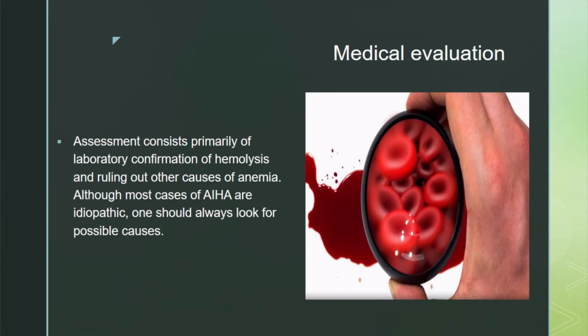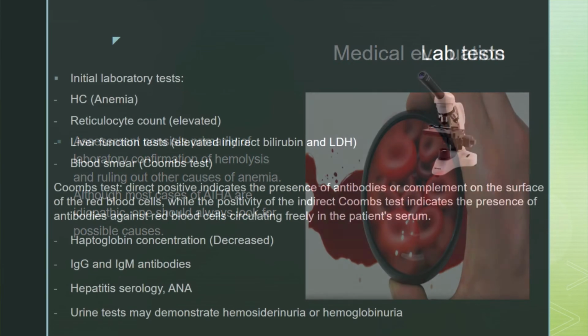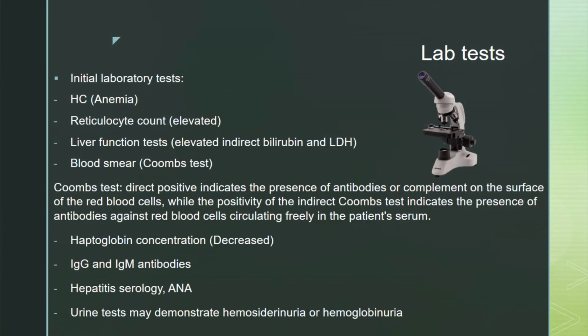Medical evaluation. The assessment consists mainly of laboratory confirmation of hemolysis and ruling out other possible causes of anemia. Although most cases of autoimmune hemolytic anemia are idiopathic, possible causes should always be searched for. Lab tests. Initial laboratory tests can be a complete blood count that indicates anemia, a reticulocyte count that will be elevated, and liver function tests, in this case the indirect bilirubin elevated, and also the LDH.